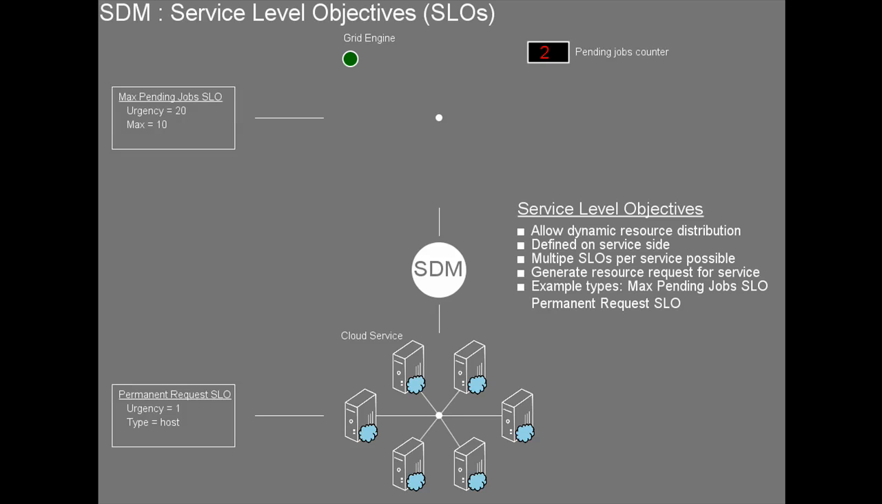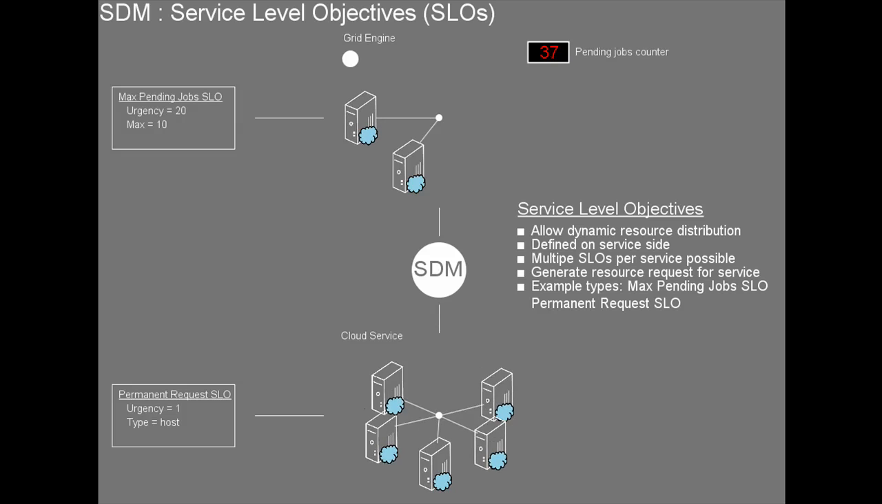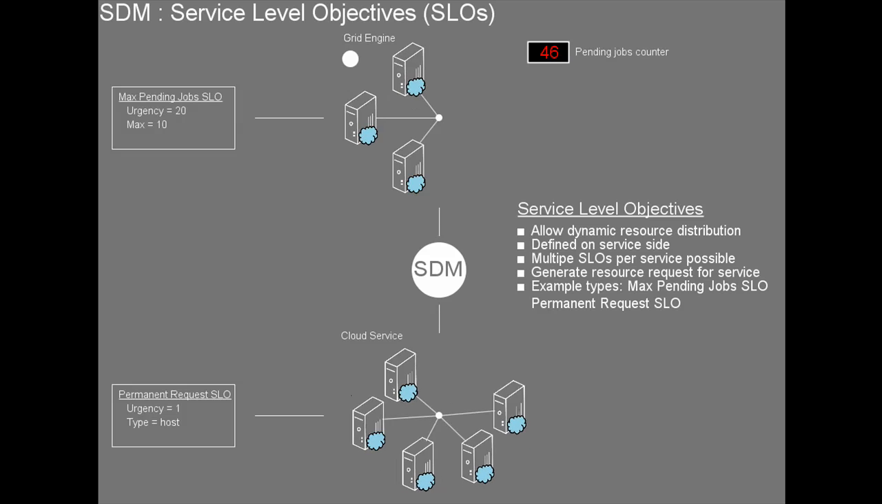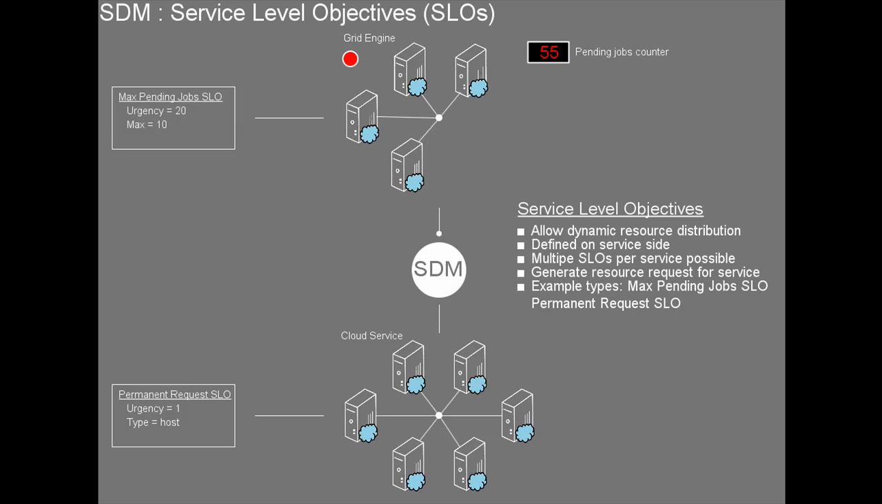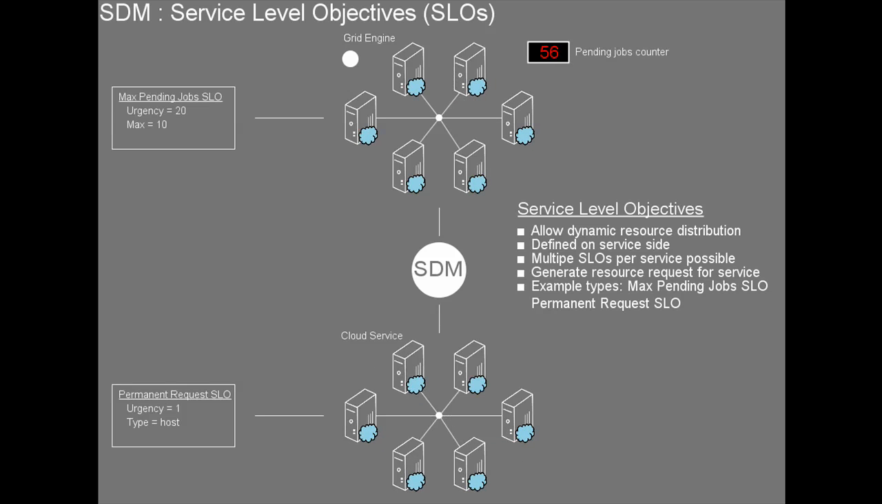Let's see now how the system behaves. We'll submit jobs to the Grid Engine. When the number of pending jobs exceeds 10, the service will start to send resource requests. SDM takes resources from the cloud service and moves them to the Grid Engine cluster. Jobs are executed on the cloud hosts. The number of jobs decreases. The max pending jobs SLO does not send resource requests anymore. When job execution finishes, the cloud host will return to the cloud service thanks to the permanent request SLO.